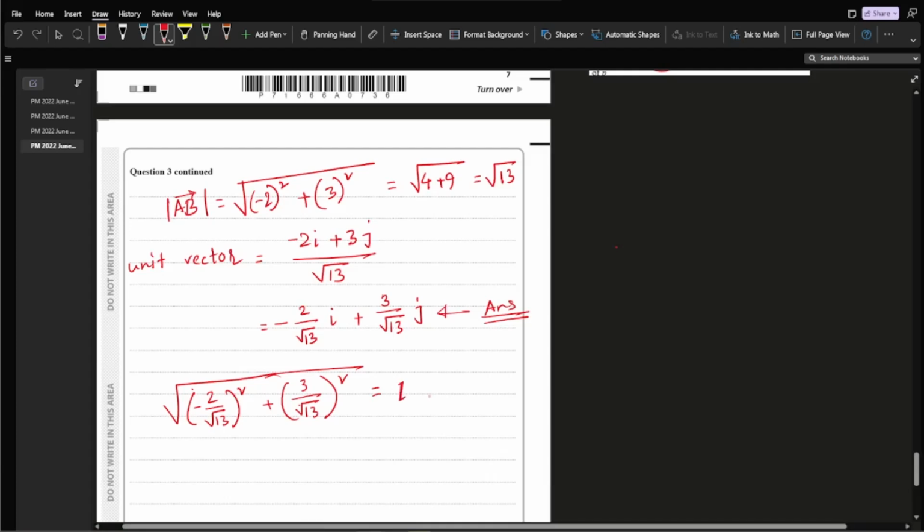If you want to validate your answer in the exam hall, you can just do this and see if it comes up as 1. If it doesn't, that means you made a calculation mistake. So that's all.